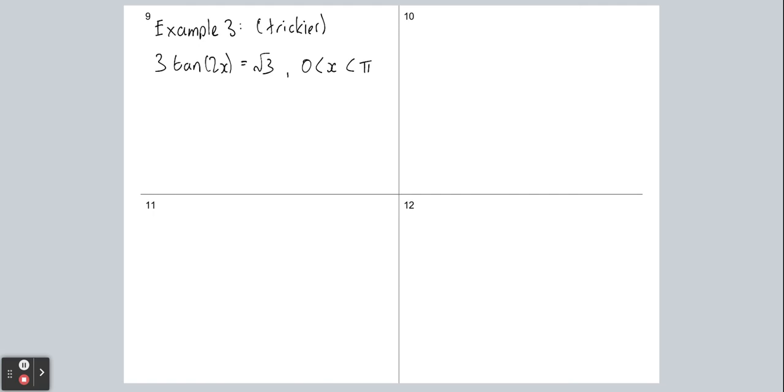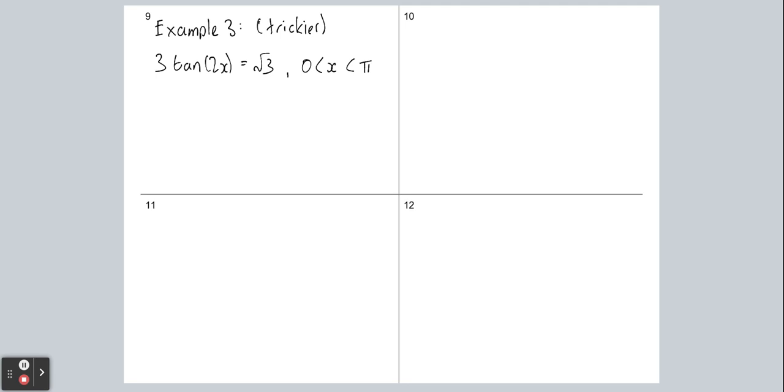Hello, in this video we're going to look at a couple of trickier examples. They're not really much more complex than the other ones, they're just a couple of extra steps to take into account. So we've started off with 3 tan 2x equals root 3, and it might be worth you pausing for a moment and asking yourself, what makes this problem different from the other two examples we looked at in the previous video?